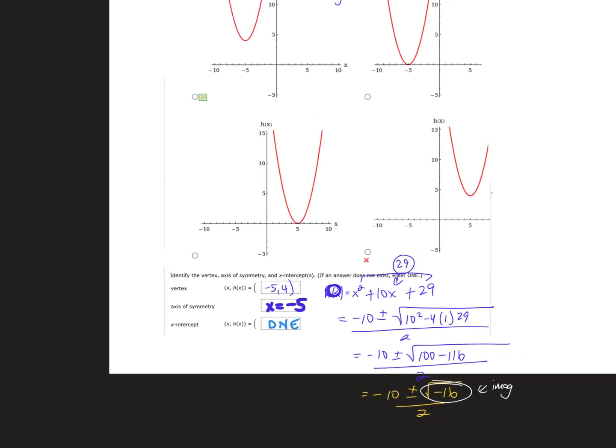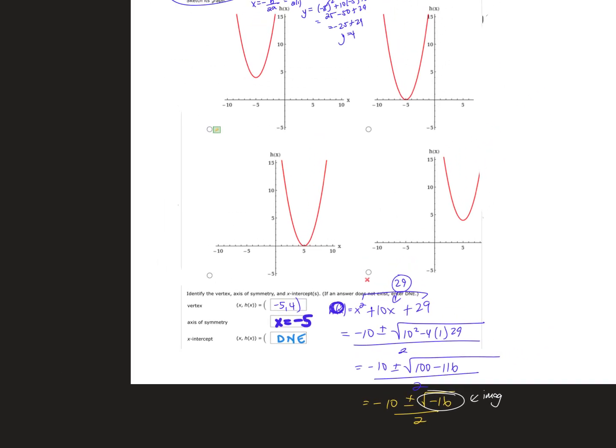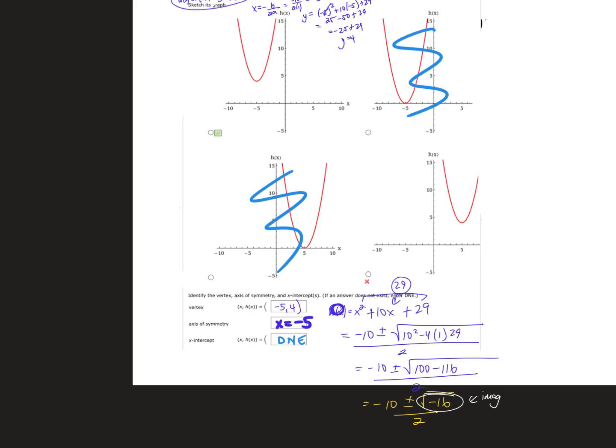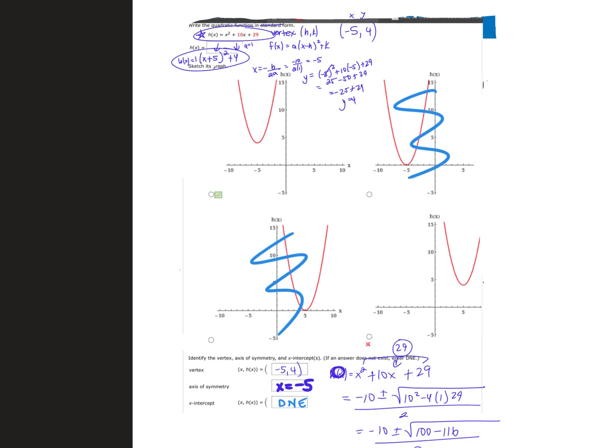So if you were looking at a graph, which two graphs right away, you know for sure are not the answer? Bottom left and top right, because both of those touch. And then you're like, okay, well, which graph is it? Well, where's the vertex? Where's negative 5, 4? Is it the one on the top left, or is negative 5, 4 the one on the bottom right? There you go. There's your graph.